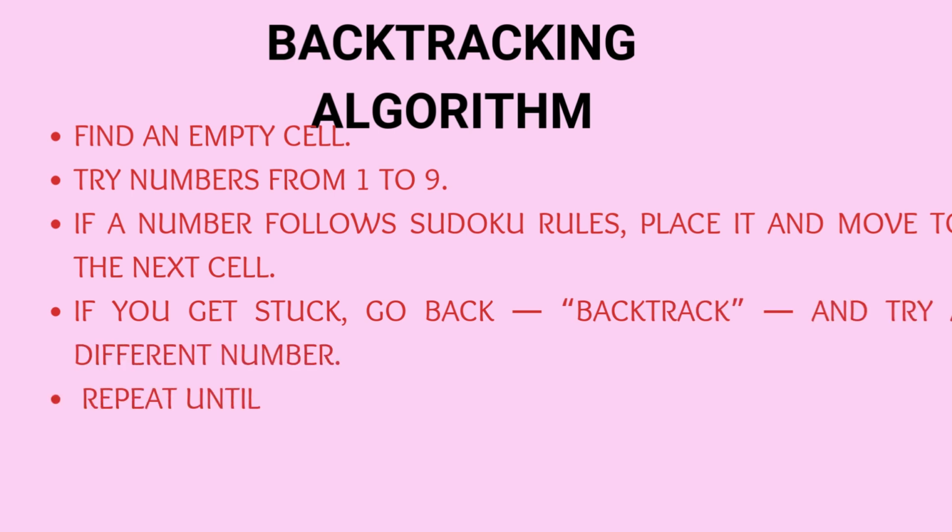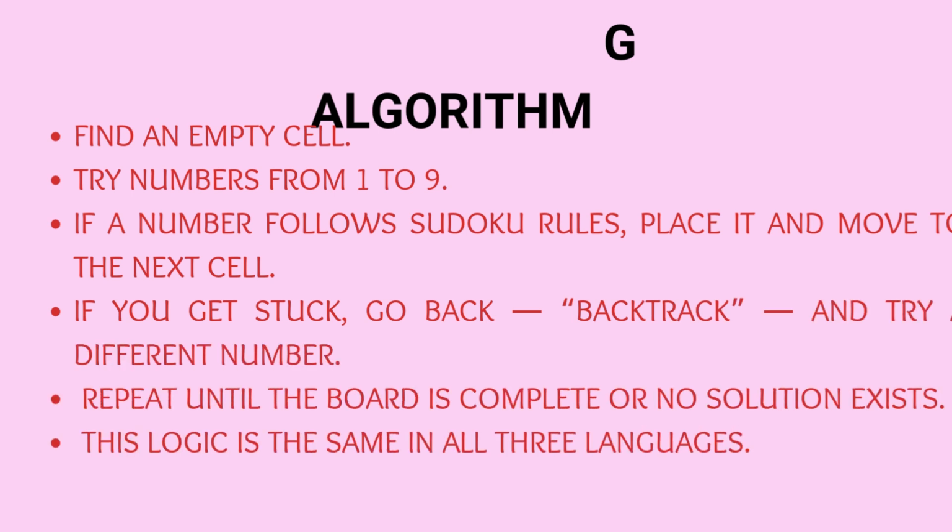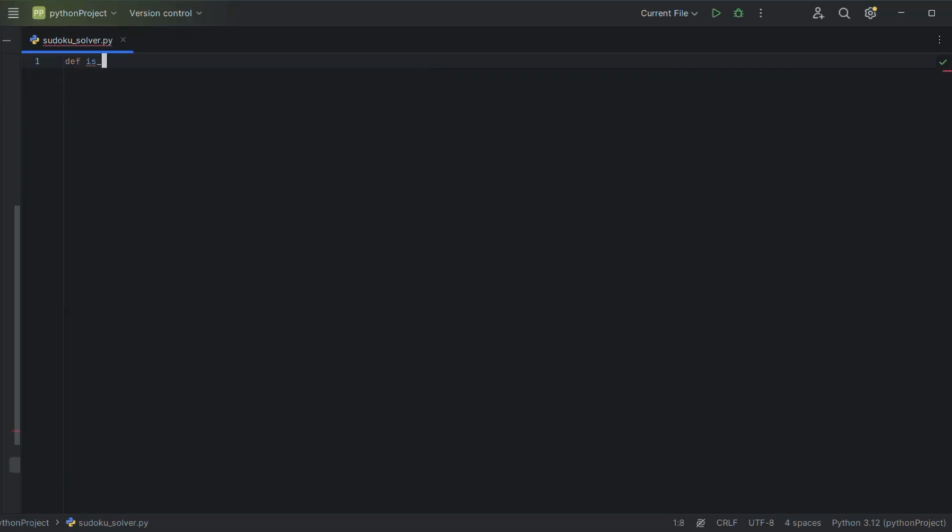The heart of our program is called backtracking. It works like this: find an empty cell, try numbers from 1 to 9. If a number follows Sudoku rules, place it and move to the next cell. If you get stuck, go back, backtrack and try a different number. Repeat until the board is complete or no solution exists. This logic is the same in all three languages.